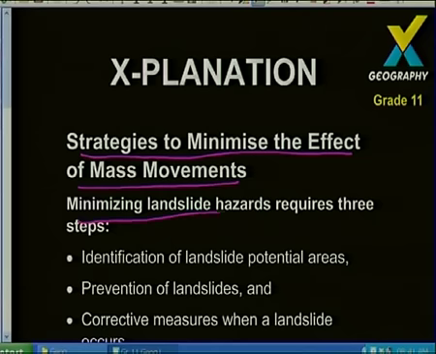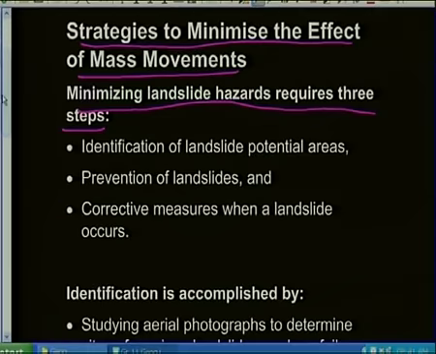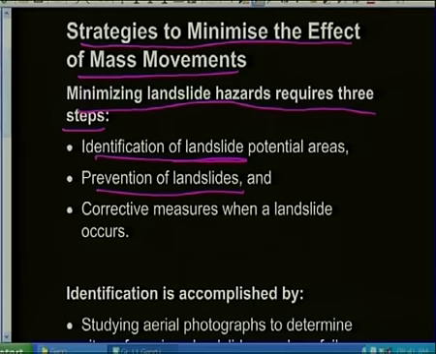Firstly, minimizing landslide hazards requires 3 steps. These include the identification of the landslide potential areas. And here GIS comes into play with the study of the topography of the landscape and the nature and amount of the climatic regions, in terms of the nature and amount of rainfall and temperatures. Then prevention of landslides, as well as corrective measures when landslides occur.